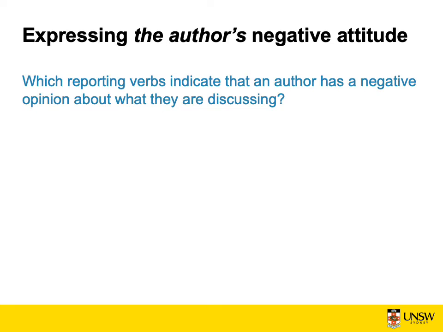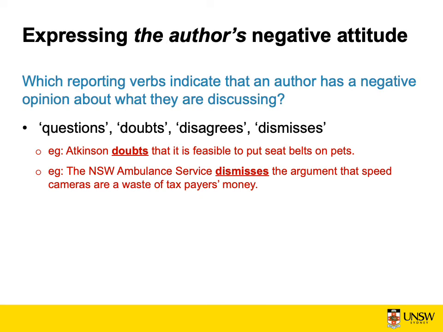Hopefully you came up with some of the following: questions, doubts, disagrees, or dismisses. So we've got some examples here. Atkinson doubts that it is feasible to put seatbelts on pets. So you can see here the total difference if you were to put states. Atkinson states that it is feasible. That suggests in that sense agreement. But here doubts is totally changing the meaning of that sentence.